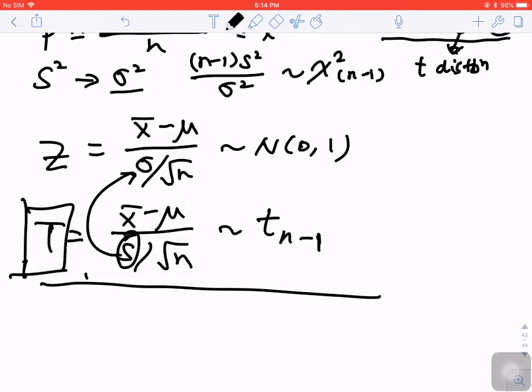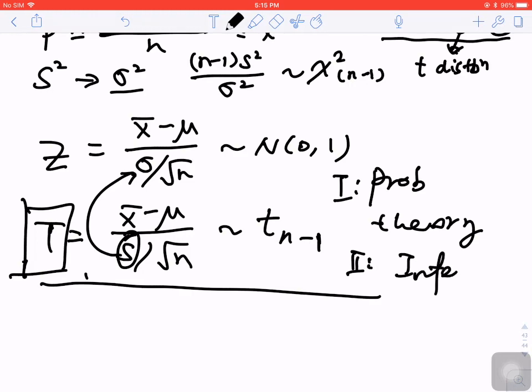From chapter 9, we're going to start a completely new part. Like I said in the beginning of the semester, this class can be divided into 2 parts. The first part is called probability theory, and the second part is called statistical inference. So from chapter 9, we're going to start our statistical inference part. Okay, so that's all for chapter 8.